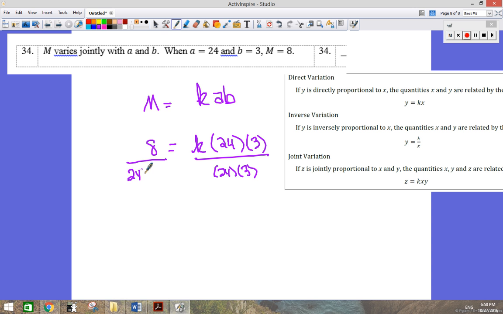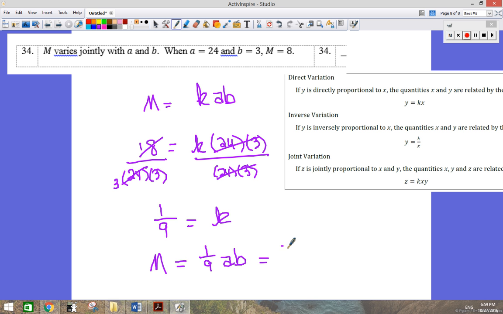Alright, if I divide both sides by 24 times 3, these factors cancel, and I have k. Well, I know that 8 divides 24 3 times, so this k is 1/9. So I know that my equation is 1/9 times a times b, or if you want to write it as a times b divided by 9, that's okay too, but that k is 1/9.